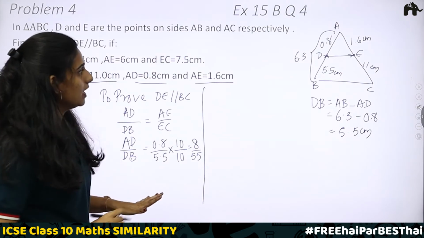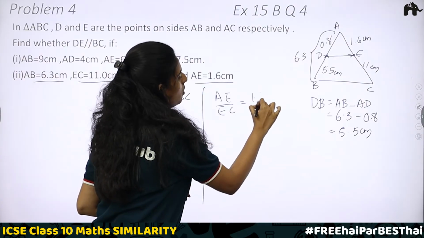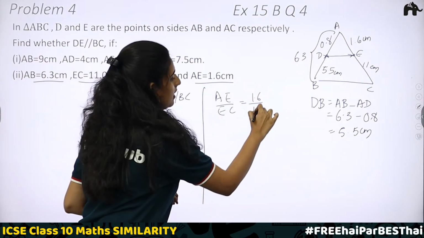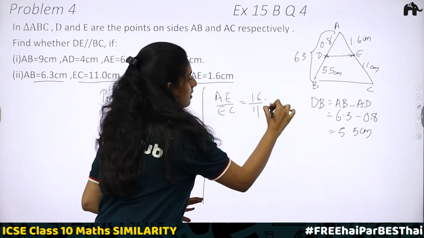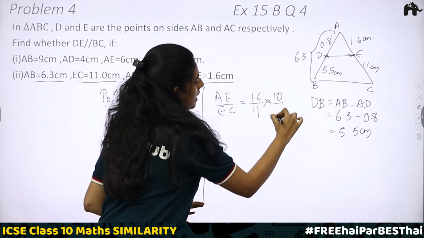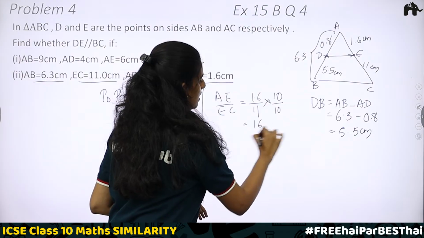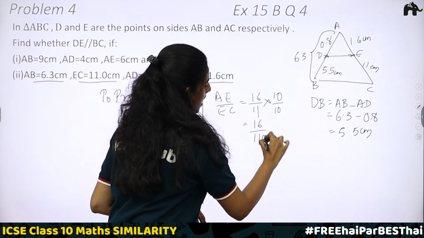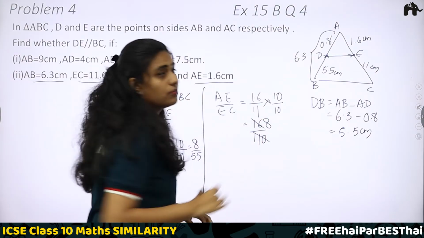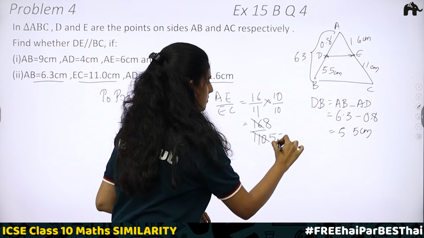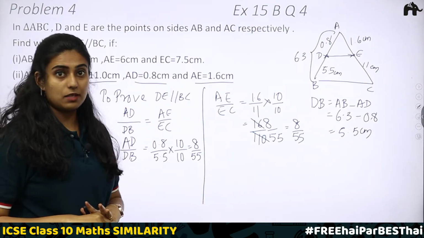Okay. Now the second, AE by EC. AE by EC is 1.6 divided by 11. We can multiply numerator and denominator with 10 to remove the decimal. Here we get 16 divided by 110. Half of 16 is 8. Half of 110 is 55. So we'll be getting 8 divided by 55. Here also we got 8 divided by 55.